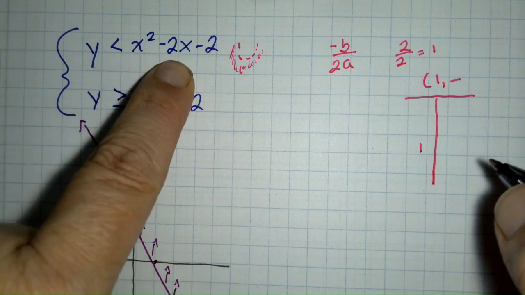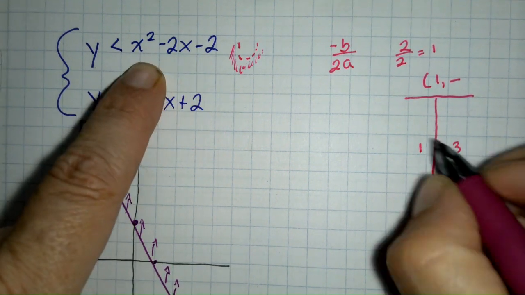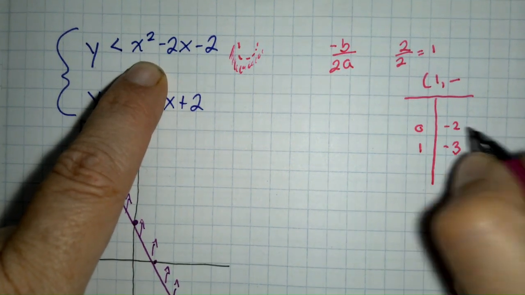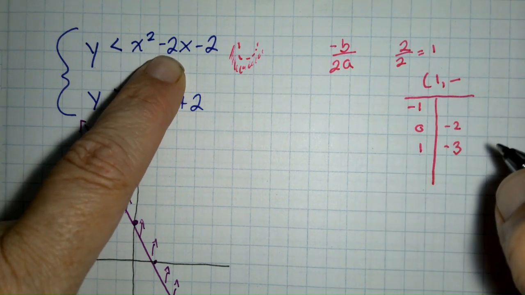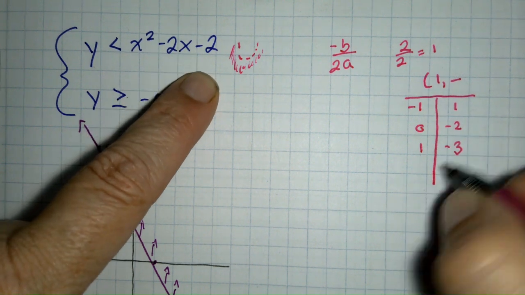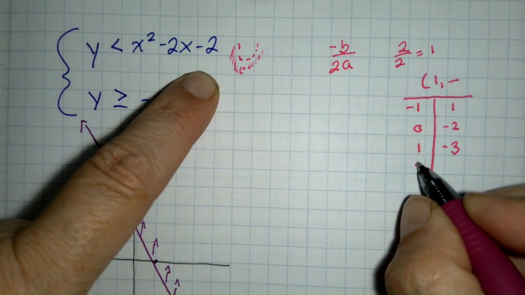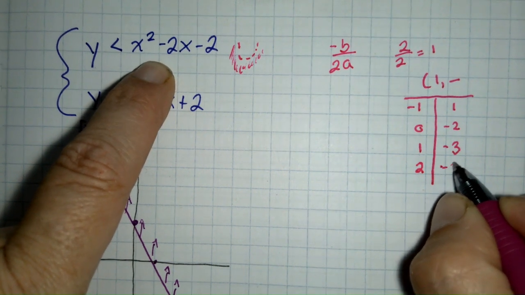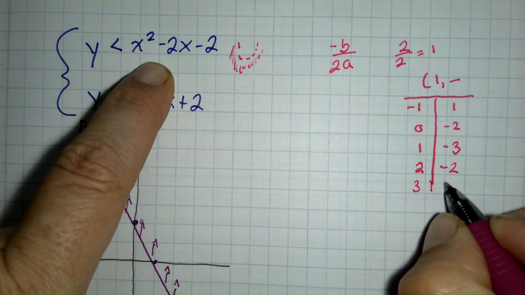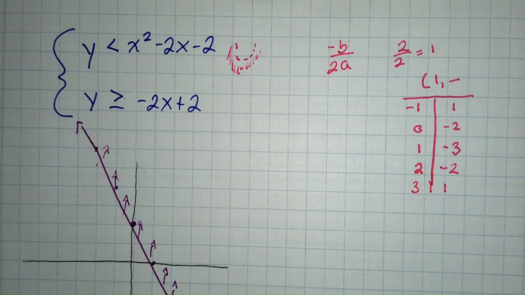1 minus 2 is negative 1, so that'd be negative 3. 0, that'd be negative 2. Negative 1 would be 1 plus 2 is 3. That would be 1. And then 2 would be negative 2 as well. And 3 would be 1 as well. So there's our 5 points to help us out.